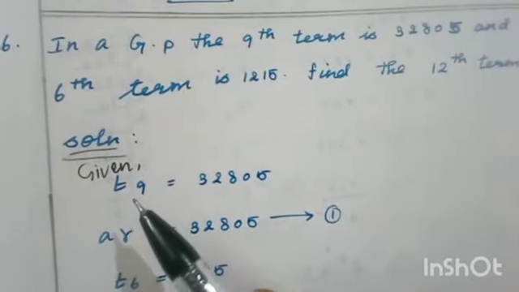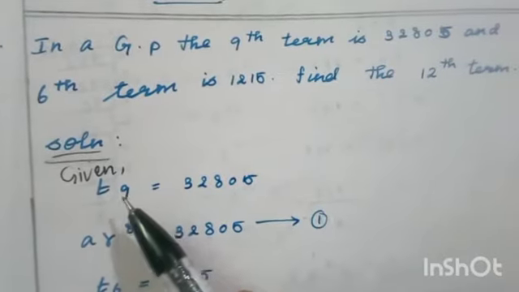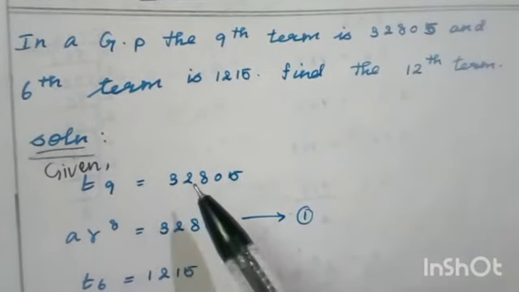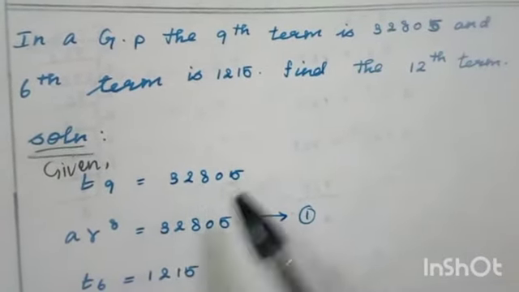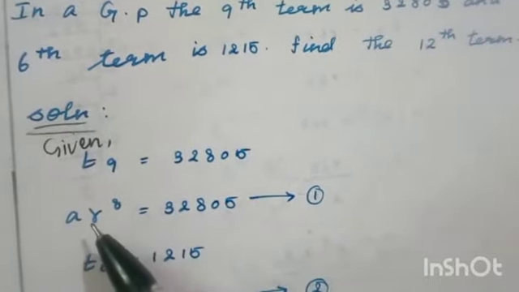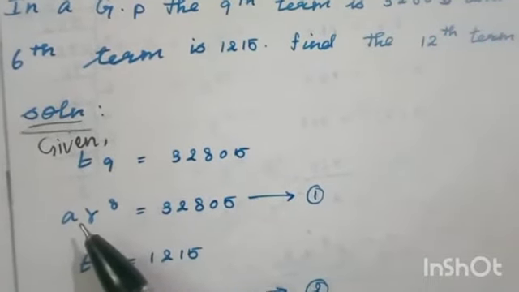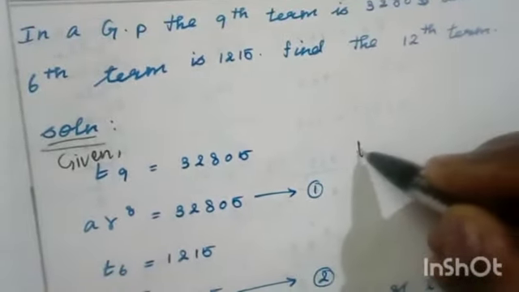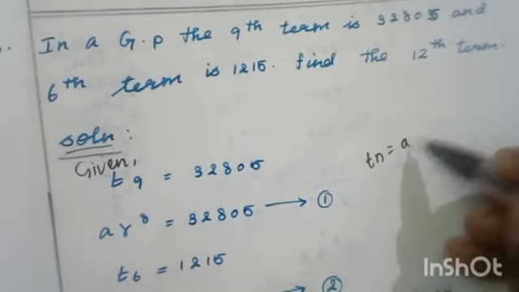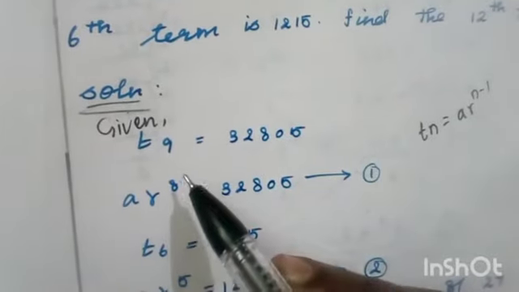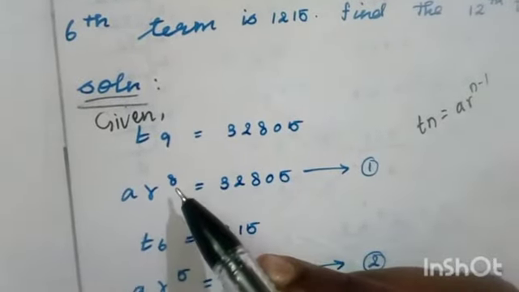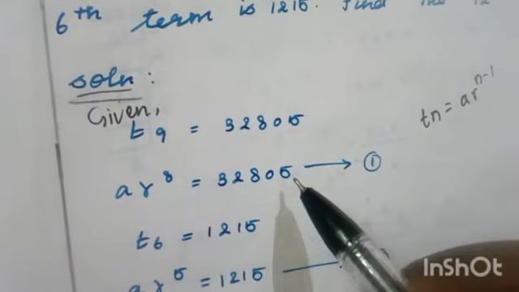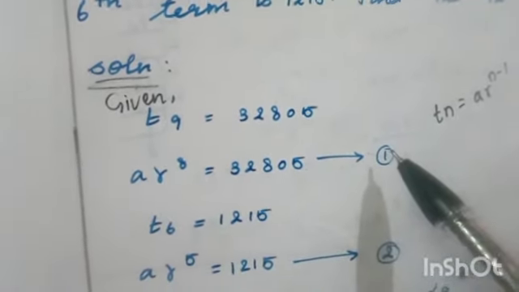For the sixth problem, first let us write the given. The ninth term is written as T9 equal to 32,805. In a GP, we know the formula: Tn equal to A into R power n minus 1. If you have forgotten, you write this Tn equal to A into R power n minus 1. So that is A into R power 9 minus 1, that is 8, equal to 32,805. We call it equation number 1.